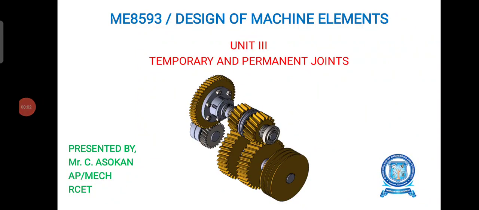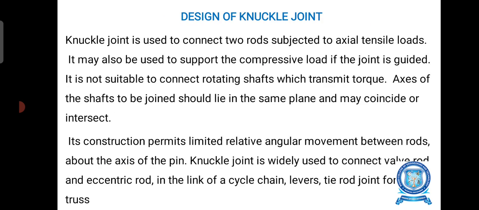Welcome to all. Now we are going to discuss the design of the knuckle joint. What is a knuckle joint? What is the main use of a knuckle joint? A knuckle joint is used to connect two rods subjected to axial tensile load. It may be used to support a compressive load if the joint is guided.